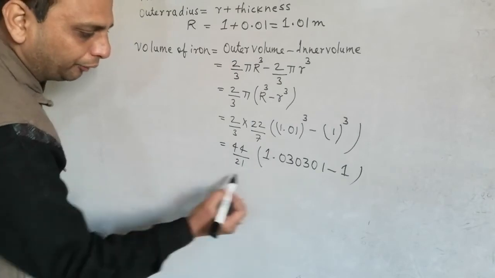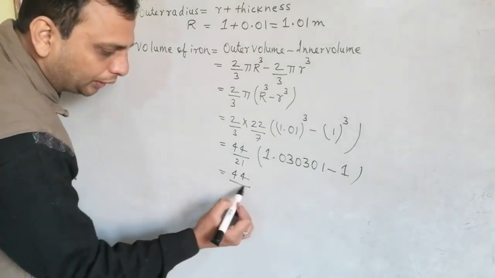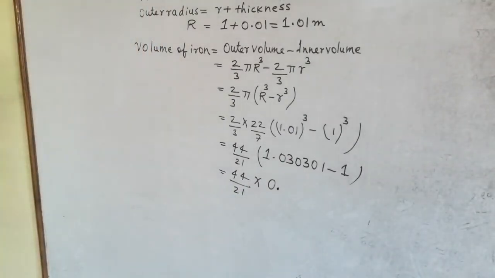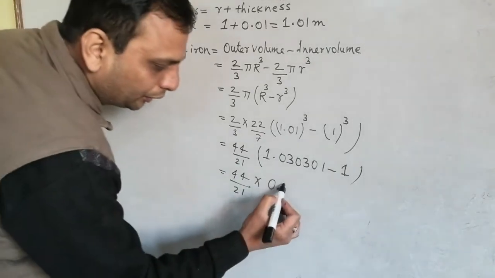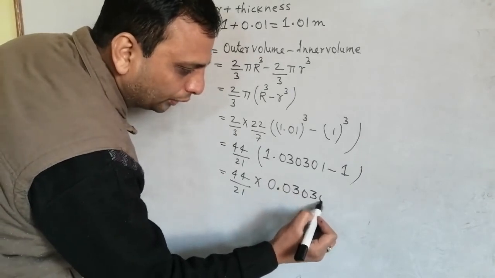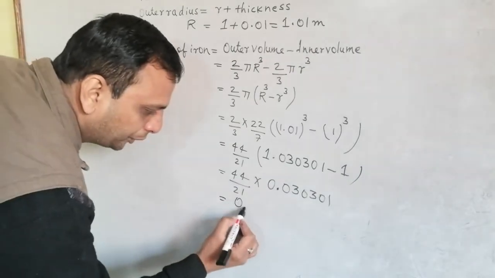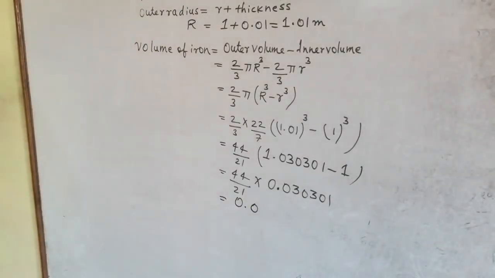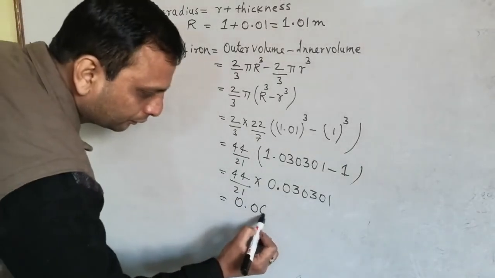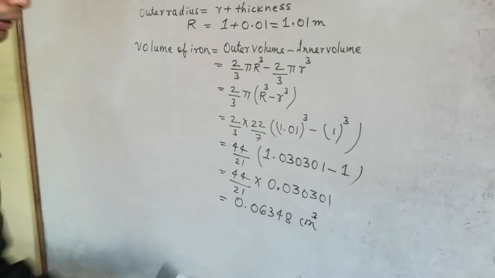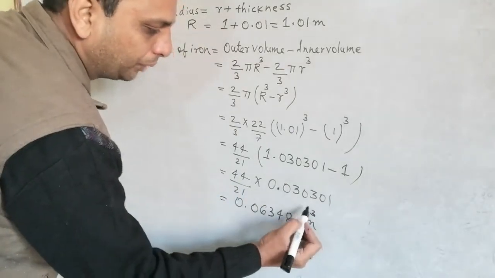Now this value when we subtract from the 1, the answer will be 0.030301. Now this we have to multiply. So on multiplying, you will get the answer in decimal form, less than 1, 0.0634 centimeter cube is the answer. This completes question number 6.